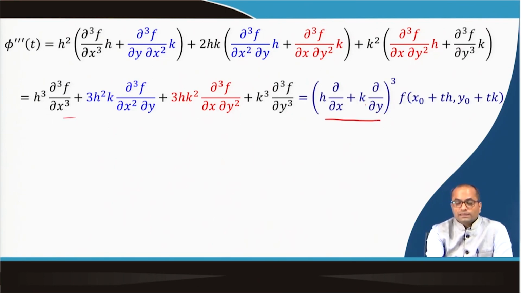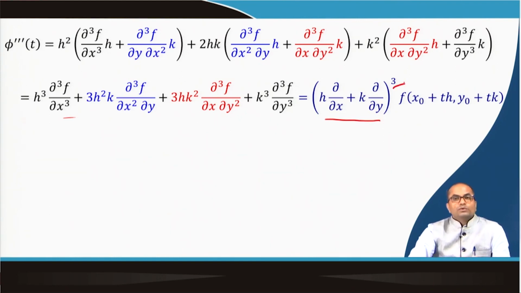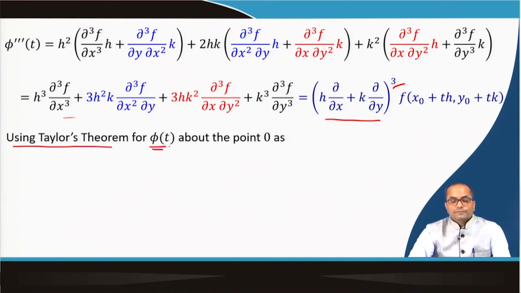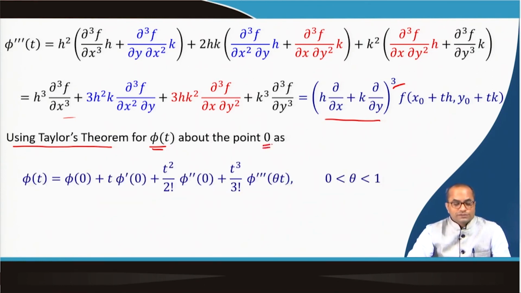So, h del over del x plus k del over del y power 3. So, we have this third order derivative, first order, second order, all these derivatives of phi we have. Now, we can use the Taylor's theorem on this function phi t. Phi is a function of one variable. We know the result for one variable and we will express it around that point 0.